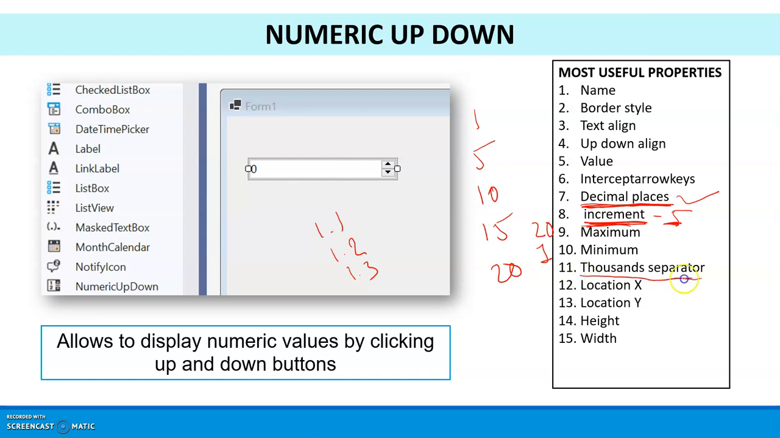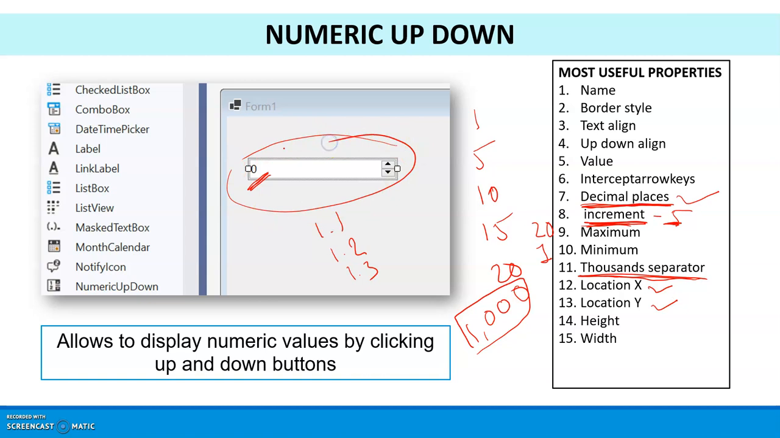Then thousands separator. In case of currency or an amount, I can use the thousands separator, like 1,000, right? If we use this numeric up down for an amount or currency price, in that case we can use the thousands separator. Then location X and Y, where you want to place this control on the form, and height and width means the size.